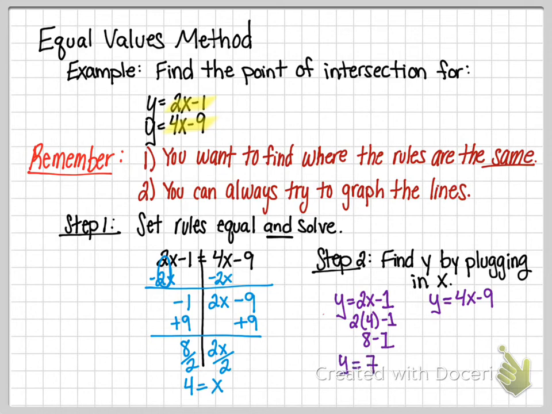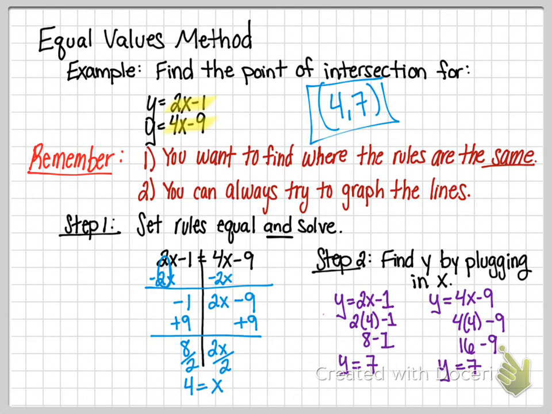Here I plugged in the 4 for x, did 2 times 4 minus 1. 8 minus 1 is 7. I'm going to do the same thing now for the second equation. I'm going to do 4 times 4 minus 9. So 16 minus 9. I also get y to equal 7. So the point of intersection for this problem is going to be (4, 7). And that would be my final answer.